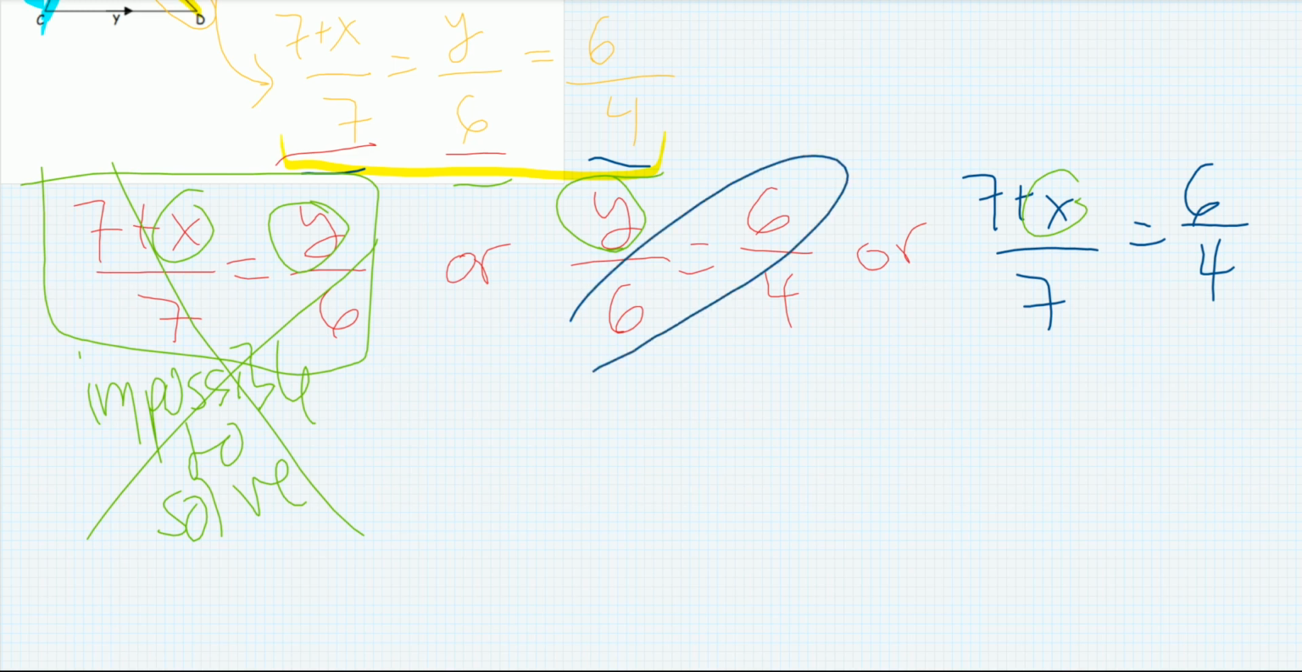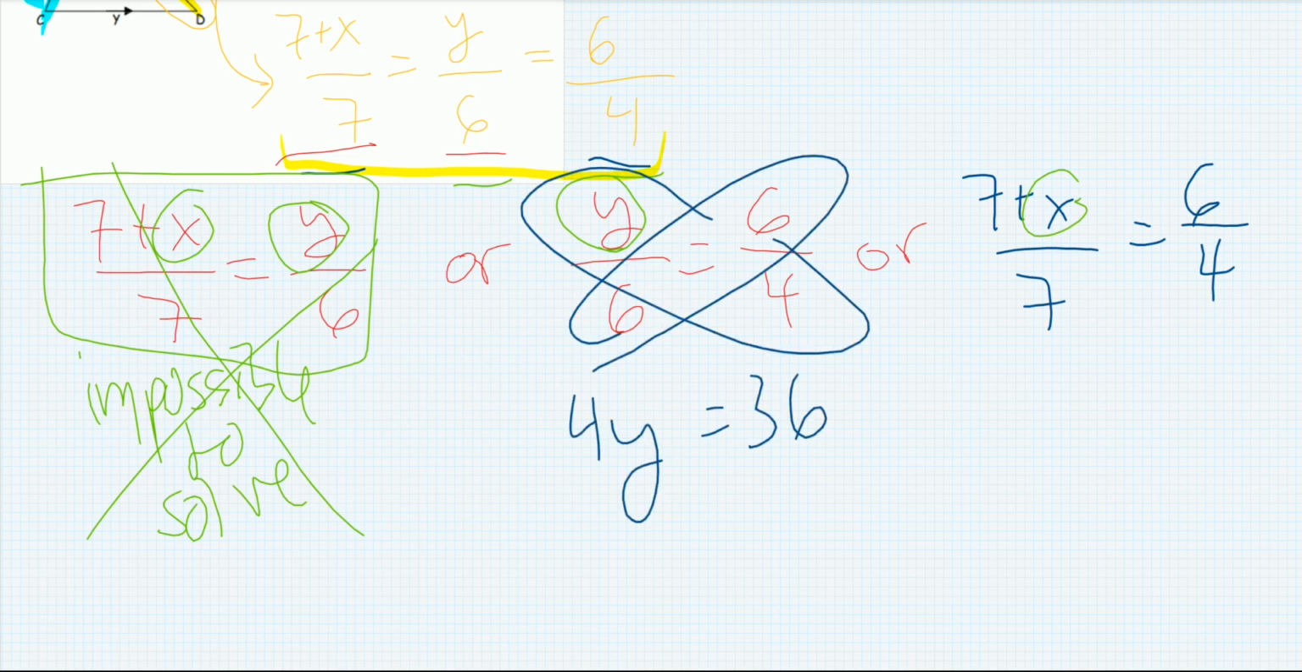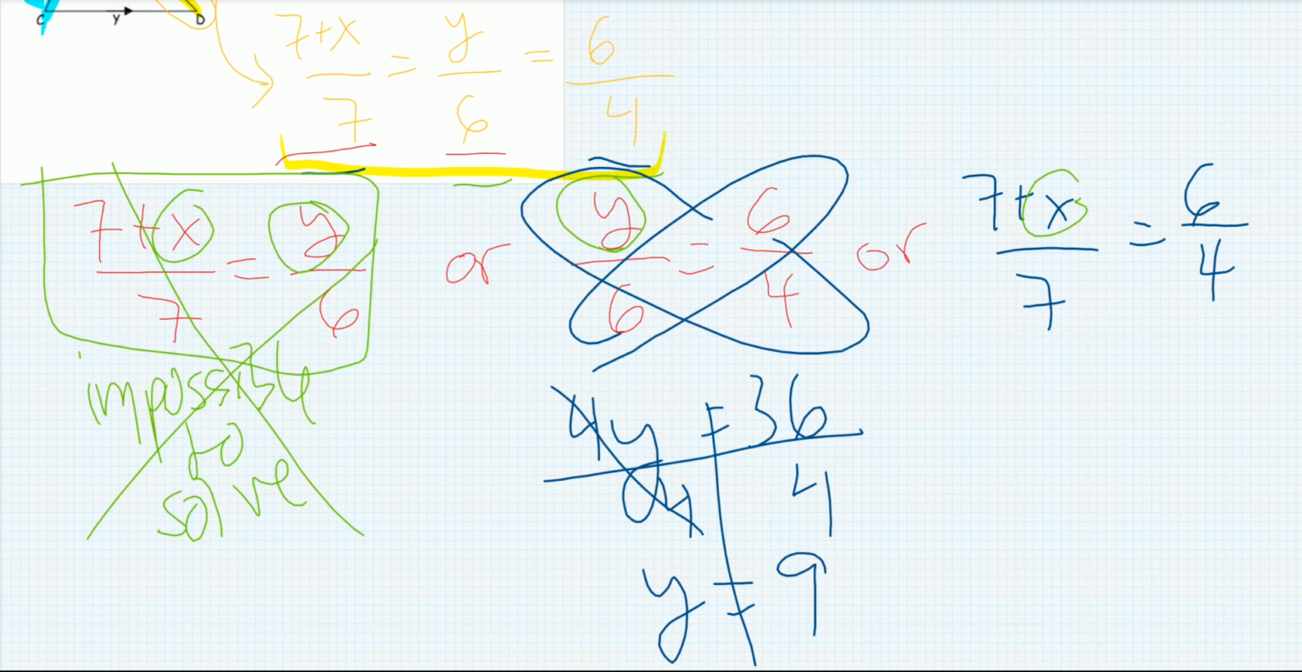Okay, so cross multiply, and so we get 4y equals 36, and then we divide by 4 on both sides. So then y is equal to 9. Okay, and look, there you go. I got my answer for y. So you actually have 2 choices now. One of them is super extra than the other one.